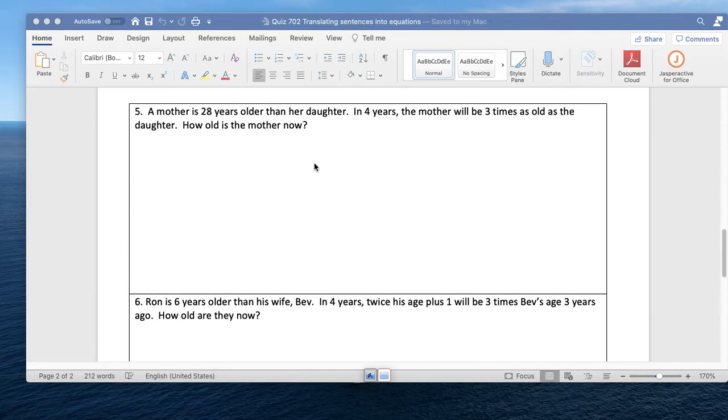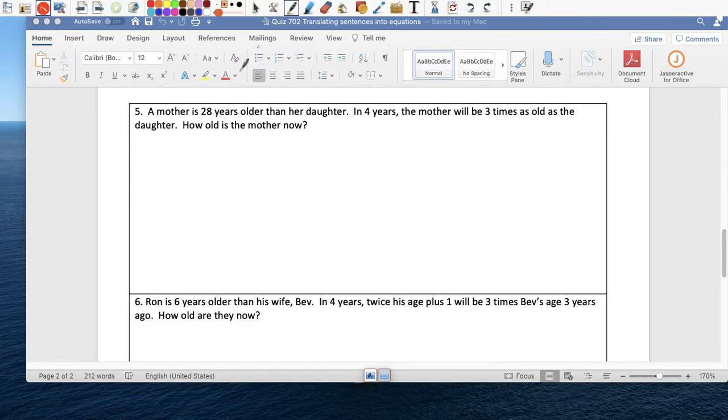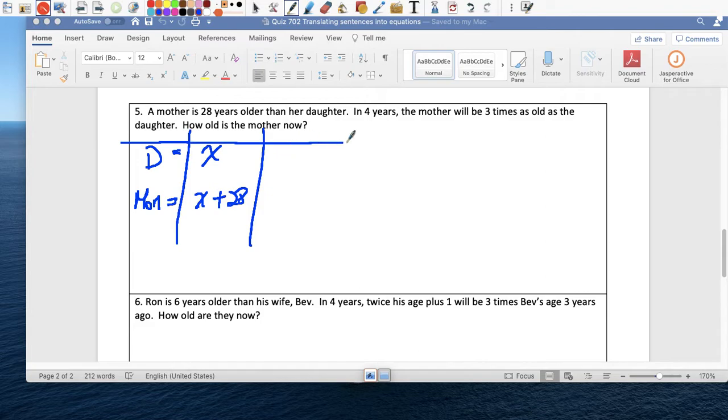A mother is 28 years older than her daughter. So again, we've got daughter and mom. That's easy. The daughter is x, and let's call the mom x plus 28. In 4 years, we need a table here. That's now, and in 4 years we add 4. The daughter is going to be her age plus 4. The mom is going to be x plus 28 plus 4, which we rewrite as x plus 32. So those are their ages in 4 years.